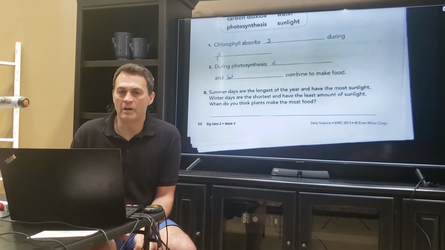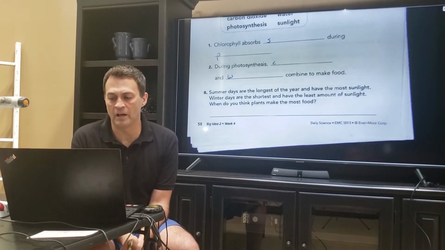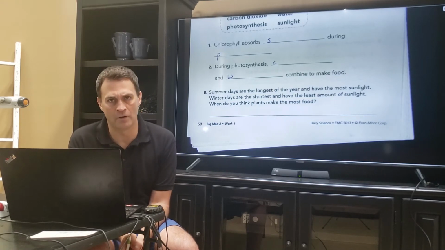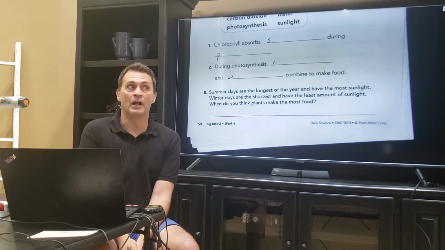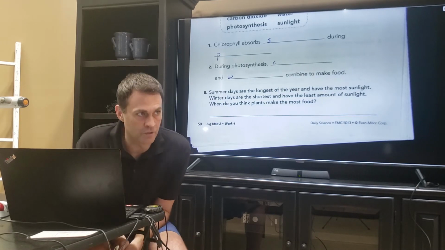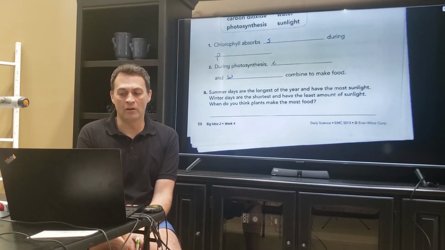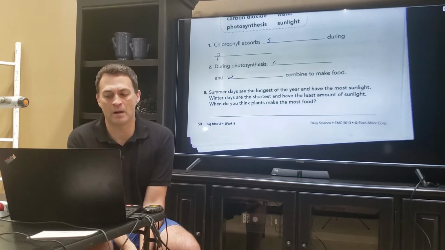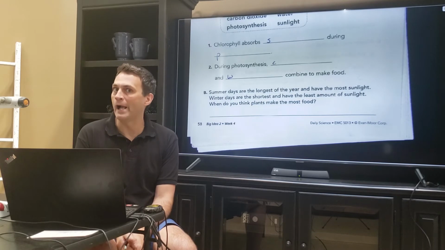And part B is where you put your thinking cap on and answer it yourself. Summer days are the longest of the year and have the most sunlight. Winter days are the shortest and have the least amount of sunlight. When do you think plants make the most food? Now remember, plants need sunlight. So when do you think they make the most food? During the summer or during the winter? And explain your answer. So give me an answer with a complete sentence, capitalization, proper ending, and explain what time of the year they make the most food and why, okay?